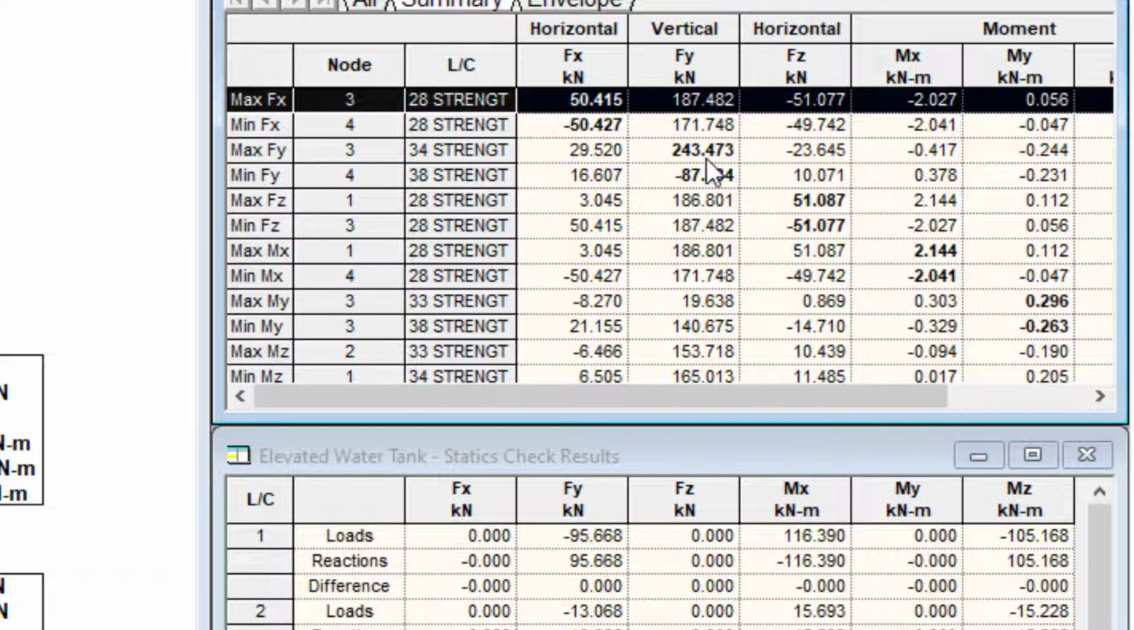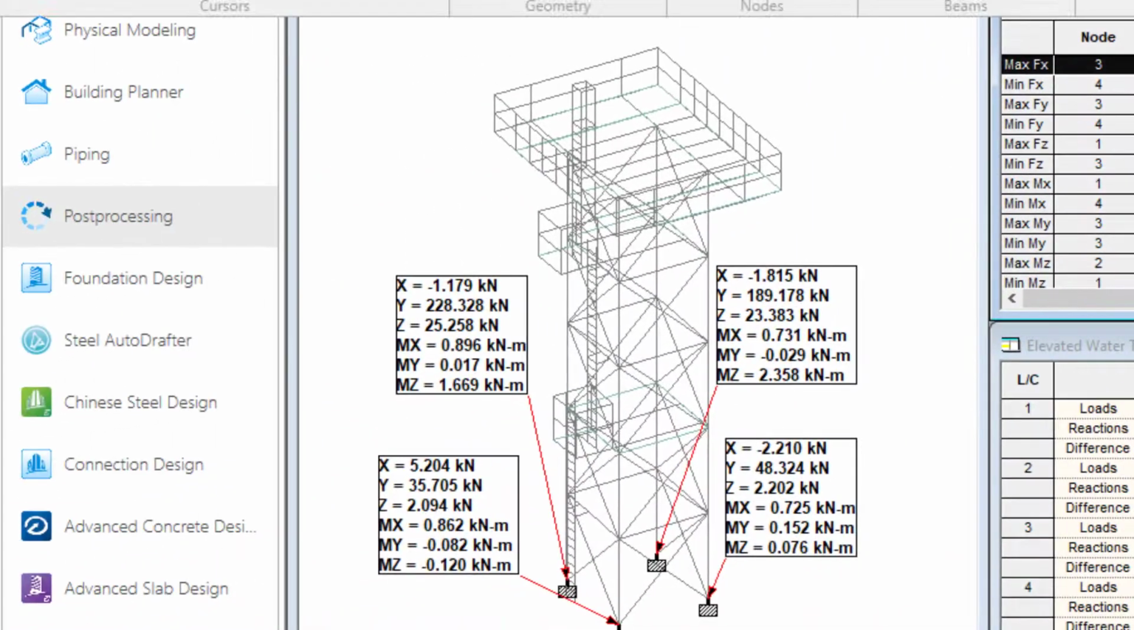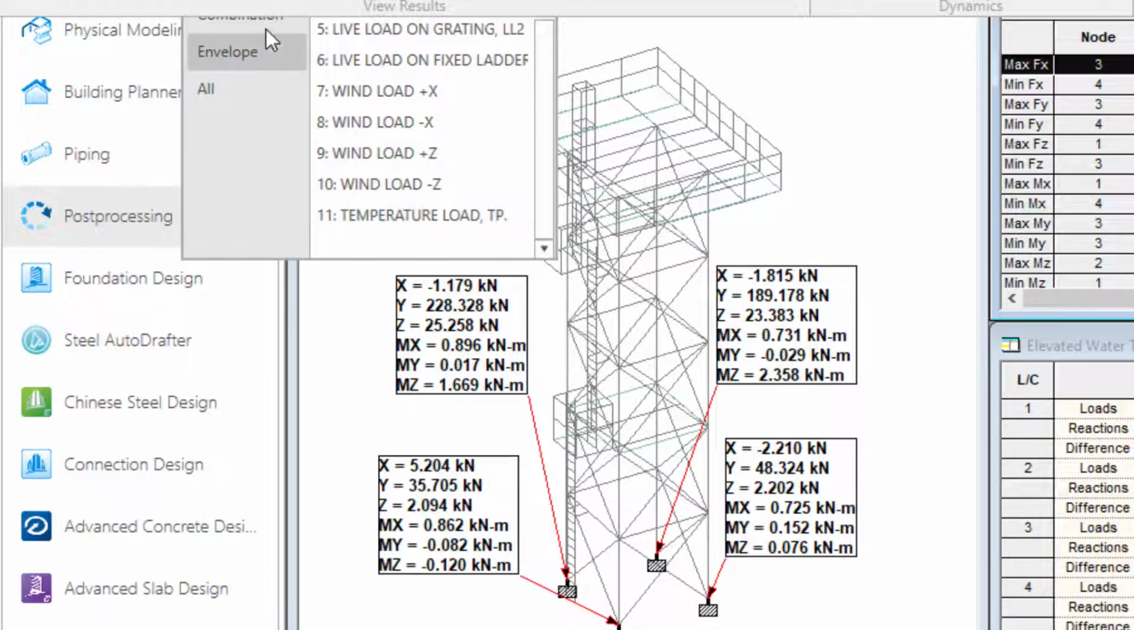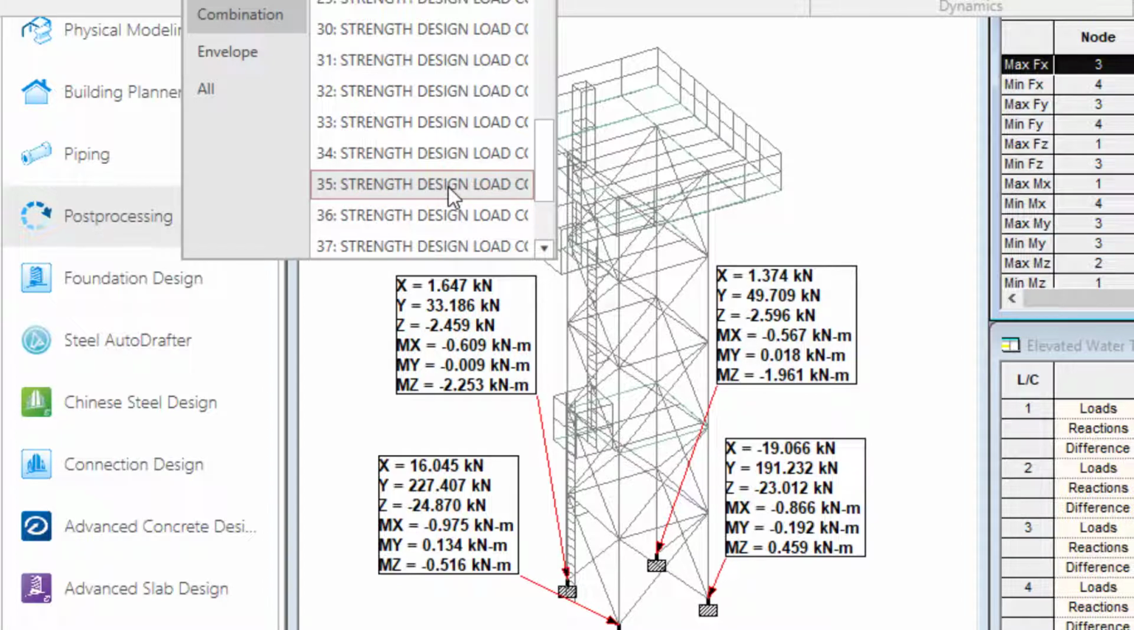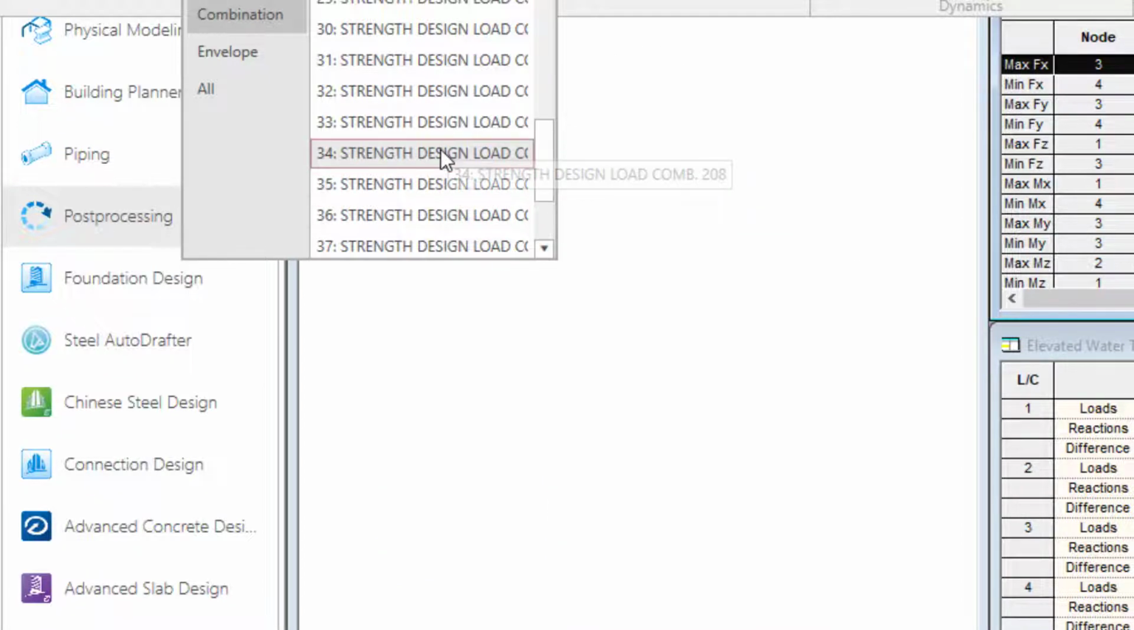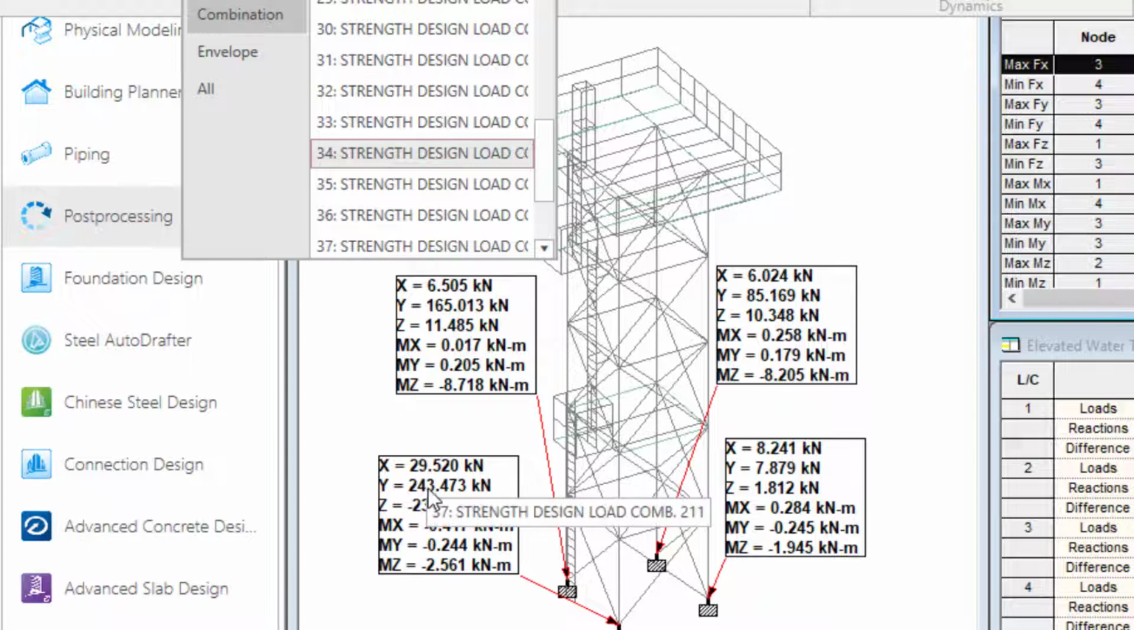That's 243. Okay, it's not even that one. 243 is maximum. So this support is the one that has the maximum vertical force. Yeah, 243. Okay, we'll continue next time.